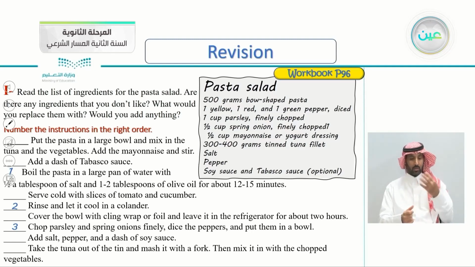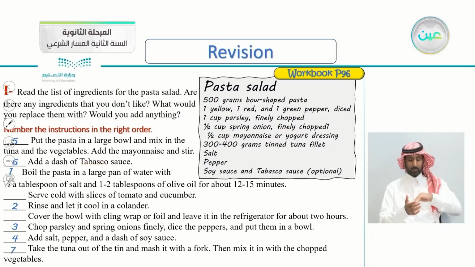Number 4, which one is step number 4 here? Number 4 would be to add salt, pepper, and a dash of soy sauce. Number 5, what's step number 5? Number 5, put the pasta in a large bowl and mix in the tuna with vegetables, add the mayonnaise and stir. And number 6 would be add a dash of Tabasco sauce. Of course, for me, I wouldn't make this 6th step here.